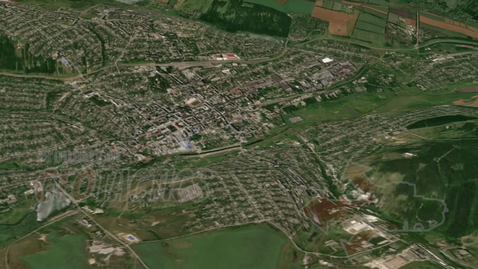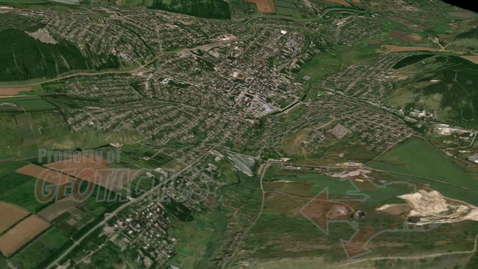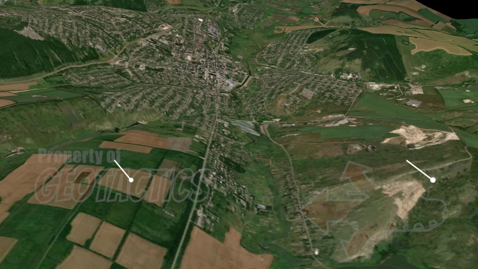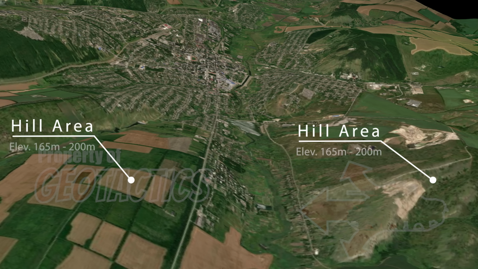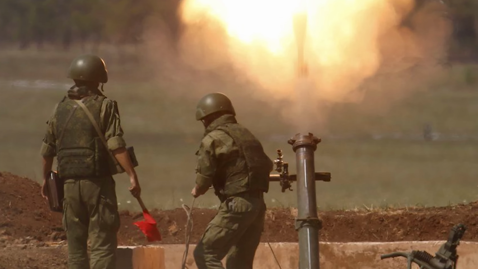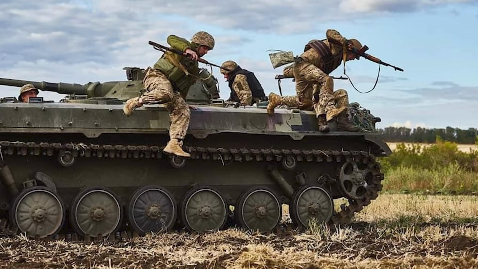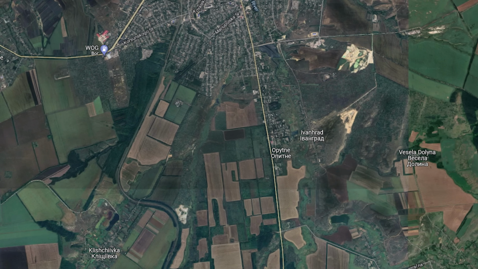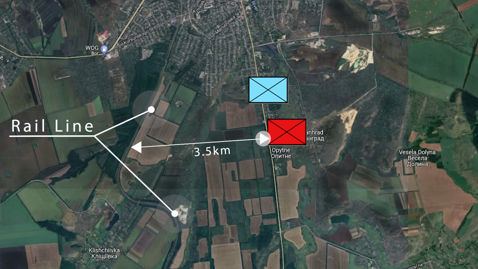Now let's look at the southern flank of the Wagner Russian advance. Here we can also see some hills with a height of 165 to 200 meters, while again farther north along this valley corridor, the city drops in elevation to about 110 to 140 meters. As with the other areas, the height advantage this position offers can be very useful for mortar fire, snipers, or even assault troops taking the southern outskirts of the city. There is also a rail line that runs west of the riverbeds, which can be attacked or taken, further weakening the Ukrainian forces' supply routes.